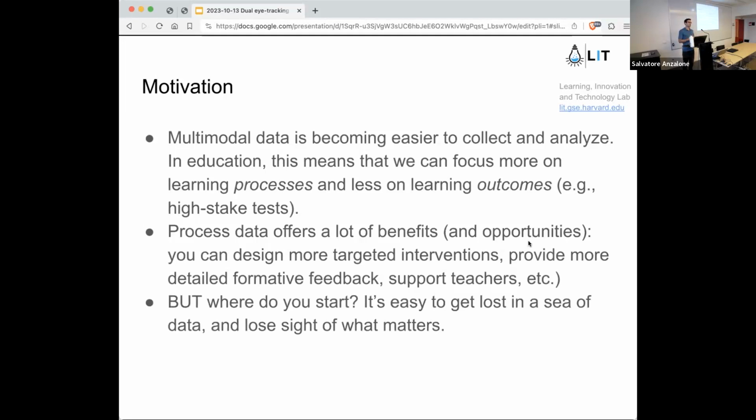But where do you start? As I've seen and experienced over the years, it's easy to get lost in a sea of data among all the different possibilities that you can explore. And in my lab, we've worked with pose data, physiological data, emotion data. And to be honest, most of the time we found pretty mixed results on the value of those data sets. They're actually difficult to make sense of and to make actionable in actual educational settings.